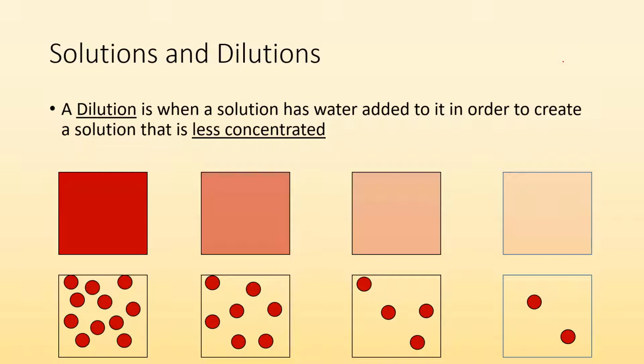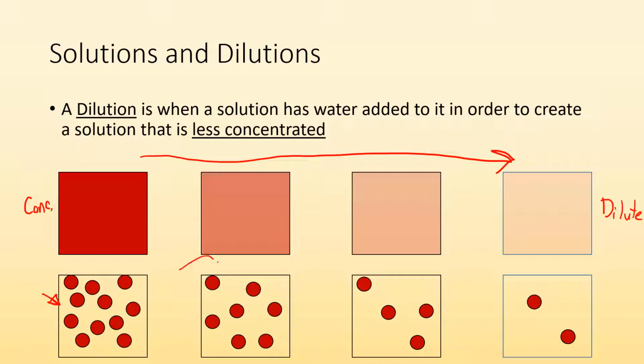less concentrated. So looking at this picture, we start with very concentrated on the left side and then more dilute on the right side. So if it's a colored solution, you can see it get fainter as it becomes less concentrated or more dilute. And what's happening is in the concentrated one, we have a lot of stuff packed into a given volume. And then as you dilute it and you add more water to it, it's spreading all that stuff out, right? So here you can see there's less concentration as you become more dilute.